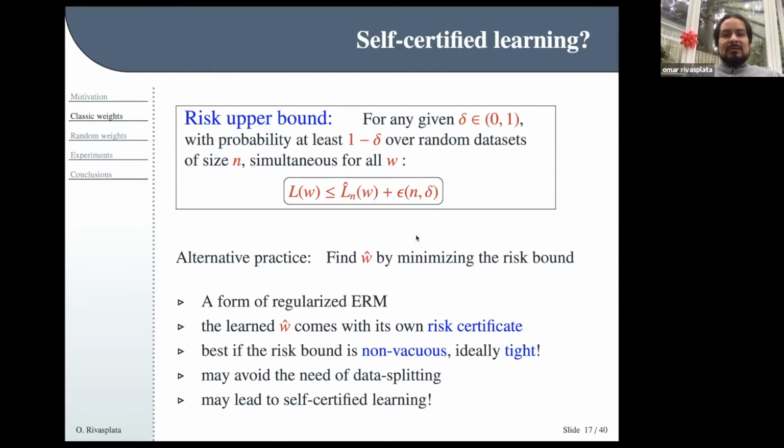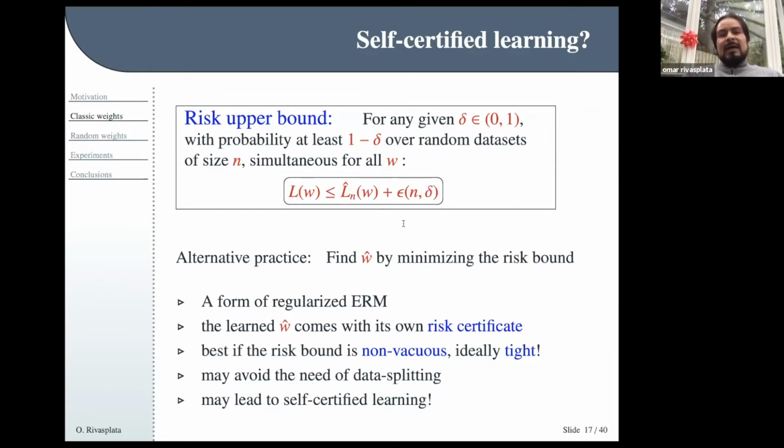What's interesting about this kind of learning rule is that the weight vector that you find comes certified, comes with its own risk certificate. Because once you find it, then you plug that weight vector here, then the loss of that weight vector will be upper bounded by the function that you minimized. And of course, that will be useful if the risk bound is, first of all, non-vacuous, ideally if it is tight.